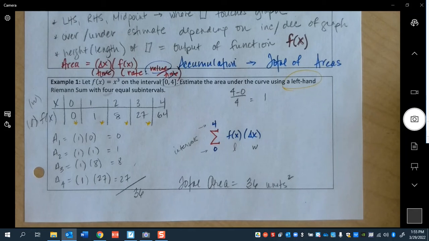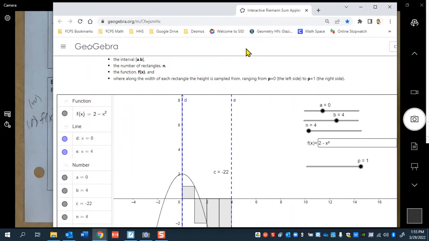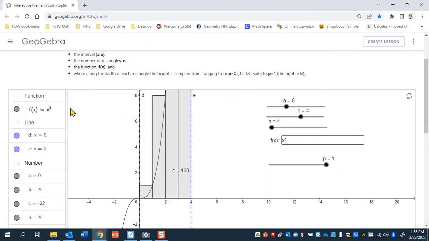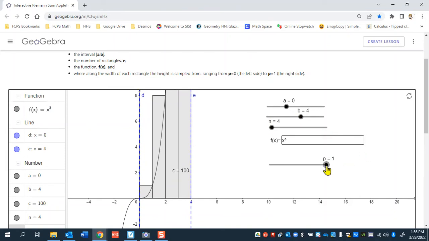And if you're curious what that looks like on the graphing sense, let me come here and change my graph around. And this is that same GeoGebra link that was in your notes before. If my interval is from 0 to 4, there's my A and B, and I want 4 sub-intervals. Notice I have it set up right now for a right-hand sum, and if I slide this P, here would be if I was doing midpoints, and here's where I'm doing a left-hand sum.